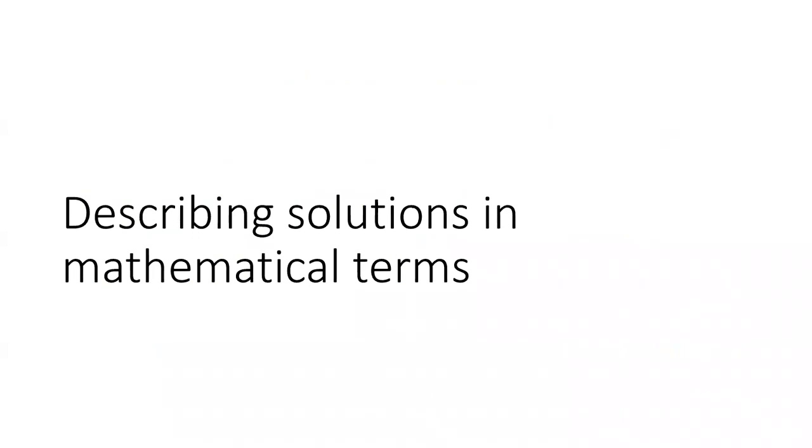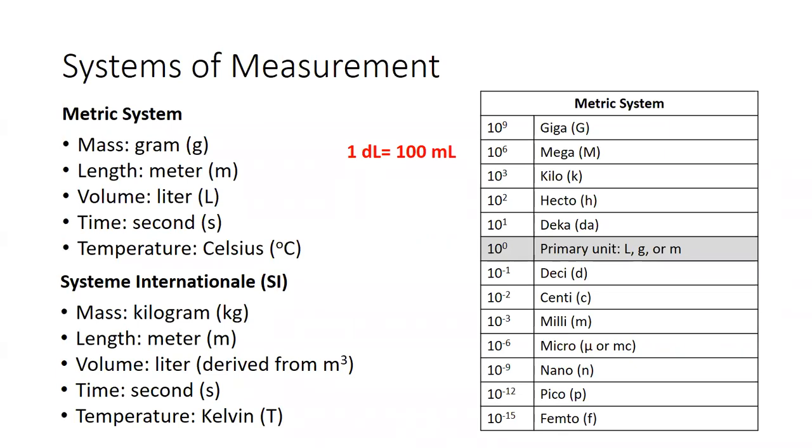All right, so now we're going to describe solutions in mathematical terms. So there are systems of measurement in place to help describe units. So the metric system uses the base unit of a gram for mass, whereas the SI system uses a kilogram. That's kind of one of their main differences. The metric system uses a meter, so does the SI system.